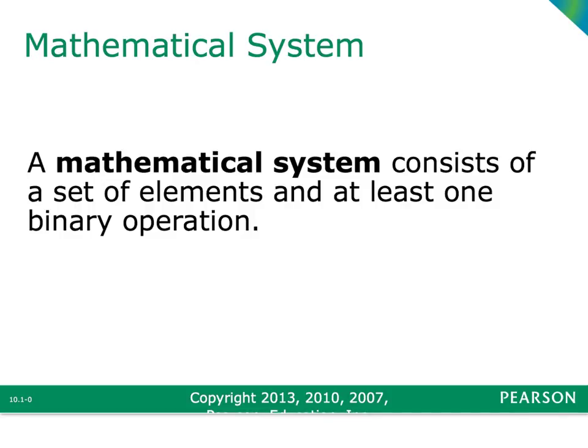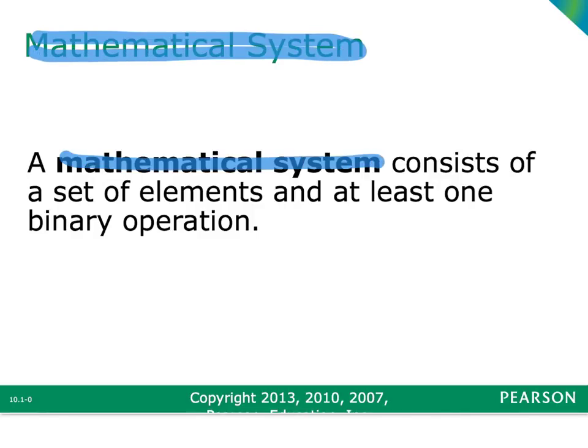And this is Math 131, section 10.1. In this chapter, first section, we're going to talk about groups. But first, let's define what a mathematical system is. A mathematical system consists of a set of elements, like a set, and at least one binary operation.